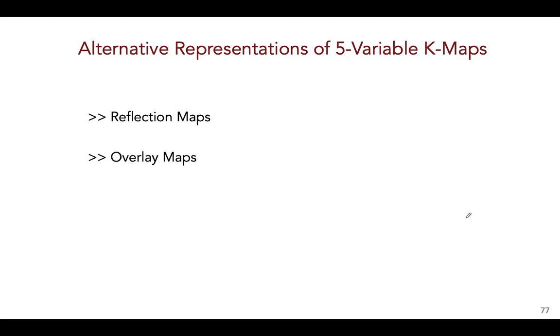All right. Now let's take a look at the 2 main alternative representations of 5-variable K-map. So the one that we just saw, in which we spread this 5-variable K-map across 2 sets of 4-variable K-maps, is one of the methods, is the simplest method. Then there are 2 other ways we can represent 5-variable K-maps. These are reflection maps and overlay maps. So we're going to discuss each of them in a bit more detail now.